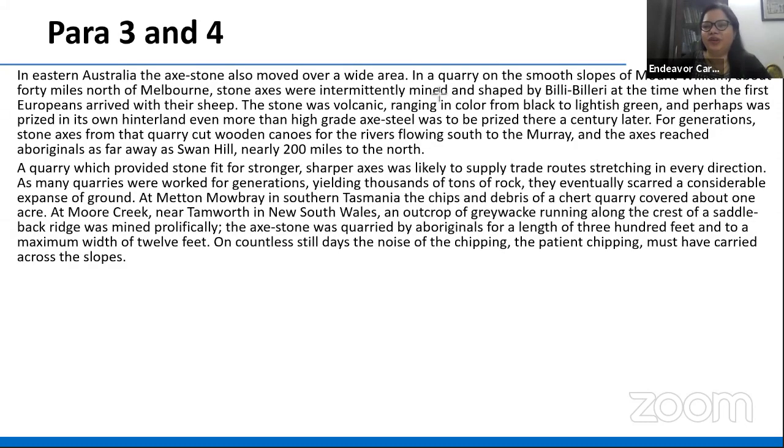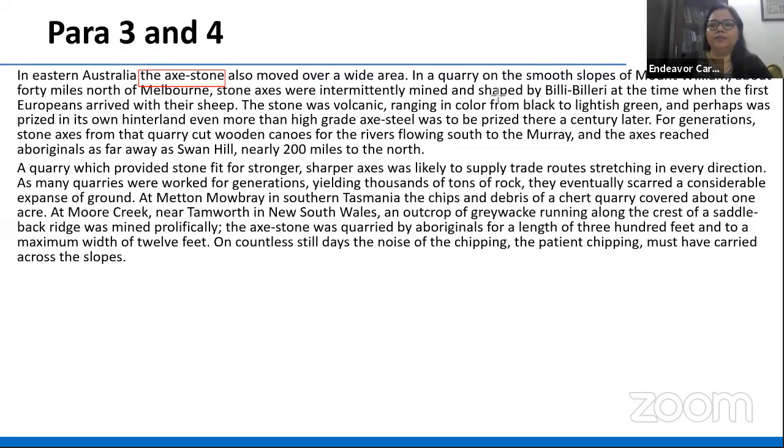You would have finished. If not, I'll help you with the relevant lines. As I told you, we're doing a quick skimming of all this. So in this paragraph, in the third one particularly, the focus is on axstone, correct? Axstone also moved over a wide area. So it's not just the pearl shells, but axstone also moved over a wide area. And where did it move, right?